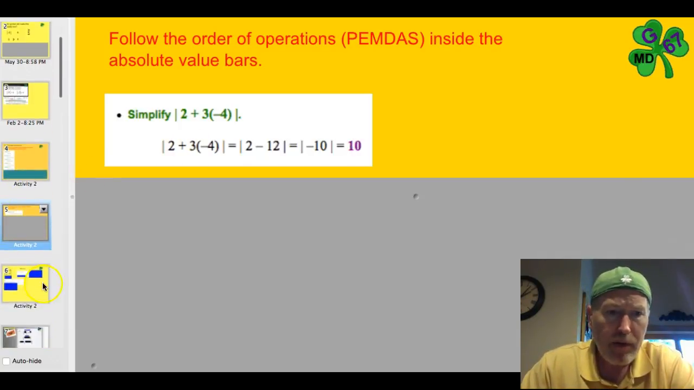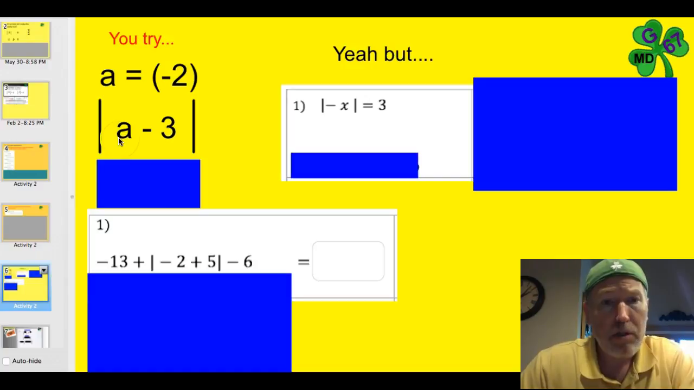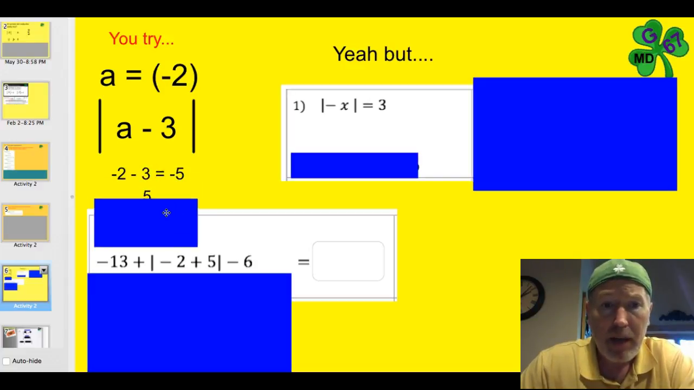All right, I think we're ready for a ticket to the show. Oh, nope, we got a couple other ones. Here's another you try it one. Substitute in the value of -2, and what do you have? All right, well, let's see. This would be -2 minus 3, so let's just slide it down. -2 minus 3, or -2 plus a -3, that's a -5. The absolute value of that would be 5.